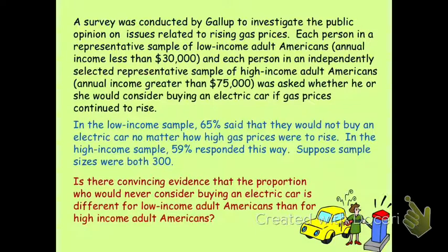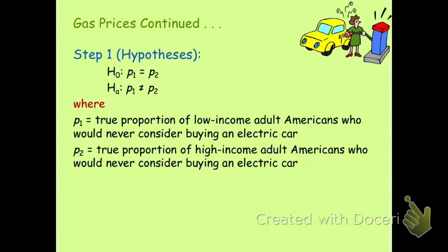Okay, what I want you to do, actually, is try to do this one on your own. Then we'll check our answers. Here are the hypotheses. I like writing it with P1 on one side and P2 on the other, like P1 equals P2, P1 is not equal to P2. I think in the PowerPoint it says P1 minus P2 equals 0, but I don't really like that. I like putting it on either side. Make sure that you define P1 and P2 as the true proportion of low income and the true proportion of high income.